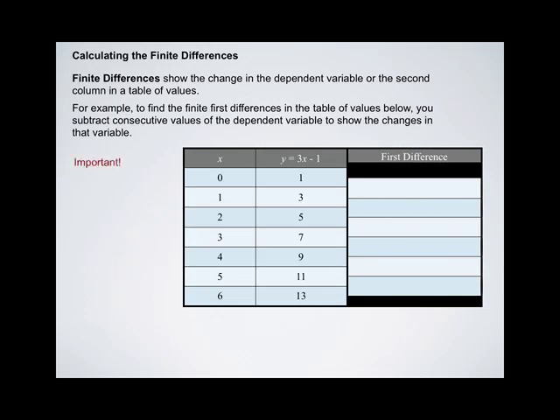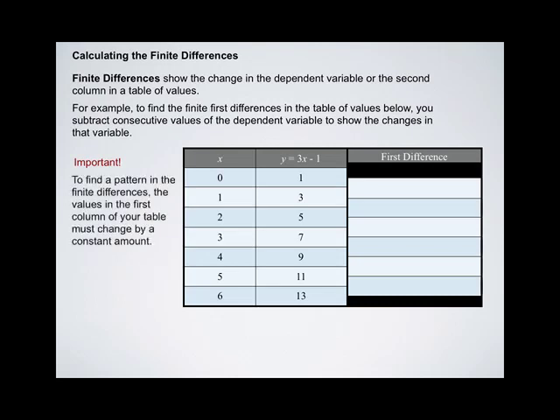Important. We're often looking for patterns in the first differences. To find a pattern in finite differences, or any differences, the values in the first column of your table must change by a constant amount. The first column of our table is x. Each time we go down the column, we go up by 1. From 0 to 1, 1 to 2, 2 to 3. There has to be a constant change in that column to determine that there is a pattern in the first or any differences. Let's see how we go ahead and actually calculate first differences.